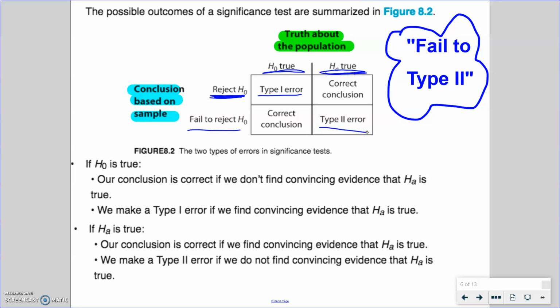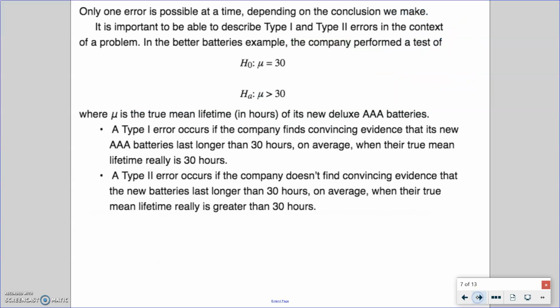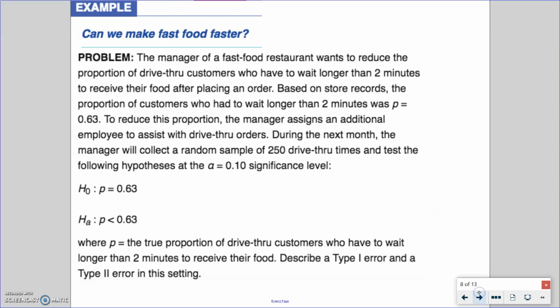The way I tell the difference, if you don't have this table in front of you, which you can while you're doing your homework, is this: fail to type 2. So if you fail to reject the null, that's a type 2 error. Okay, so that's kind of how I remember that. I want to skip that section. Okay, so here we go.